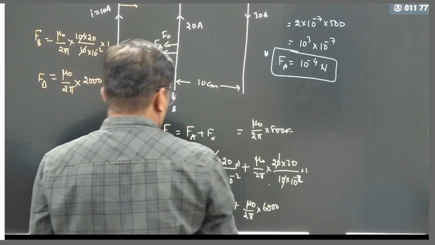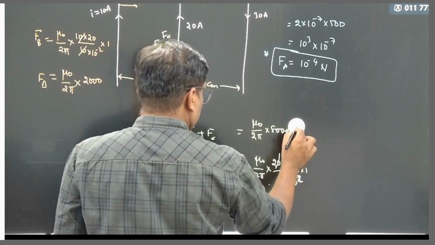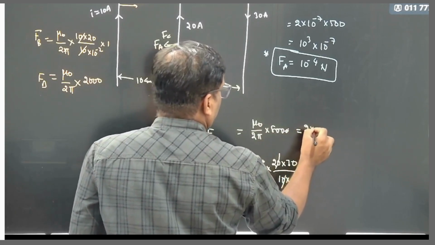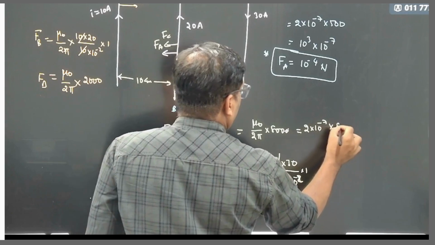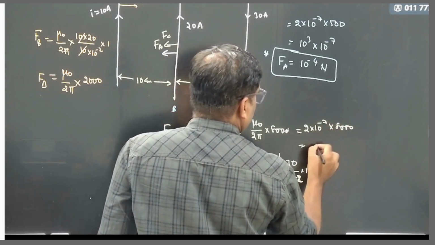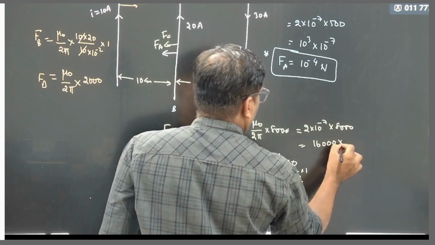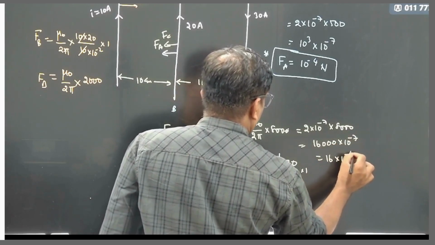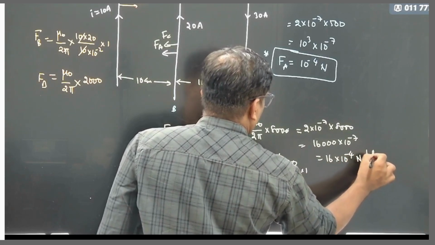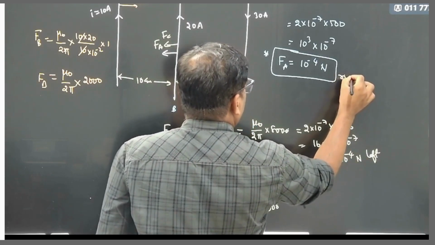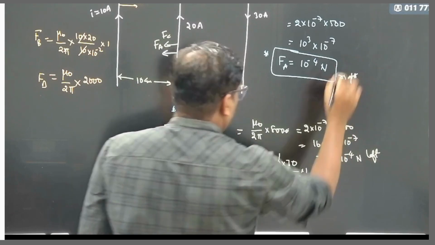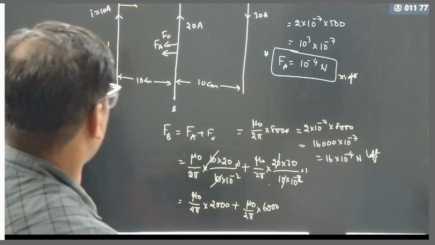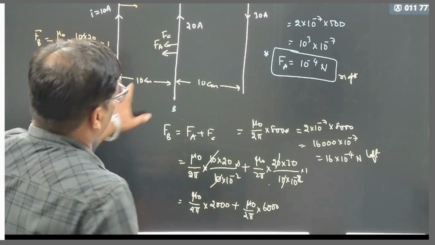So how much will it be now? Mu naught by 2 pi is 2 into 10 to the power of minus 7, into 8000. So 16,000 into 10 to the power of minus 7, therefore 16 into 10 to the power of minus 4 newtons towards left. This is towards right. Clear? Like this you can calculate the force acting on the other wire.